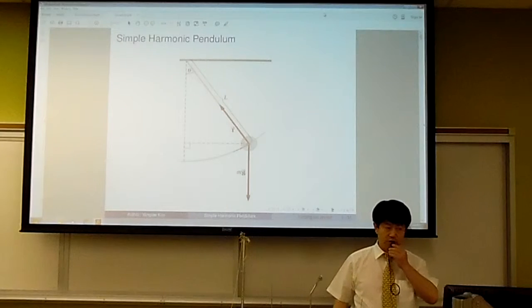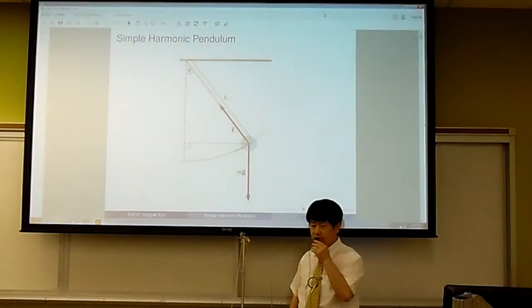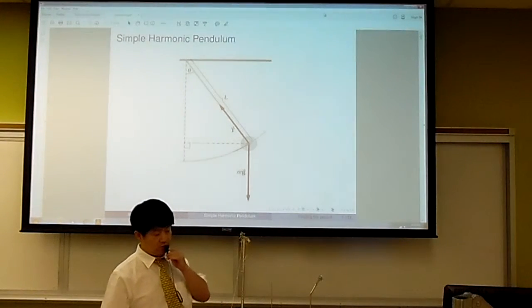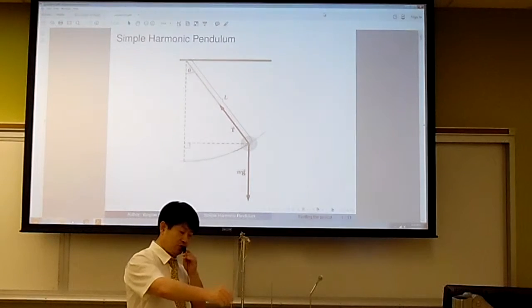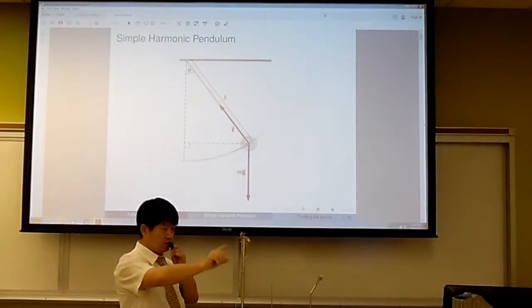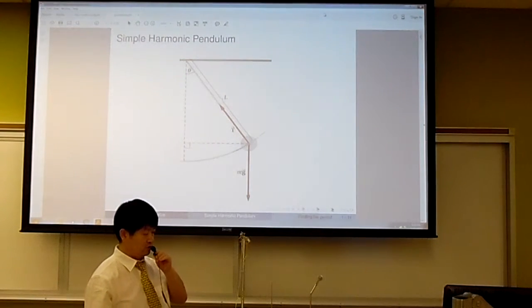The topic is a simple harmonic pendulum. We'll start with a simple demonstration of a simple pendulum. Here I have a string. At the tip of the string I have a little mass attached. I'll show you two different cases. One is a long string, another one is a short string case. Let's compare what the difference is.